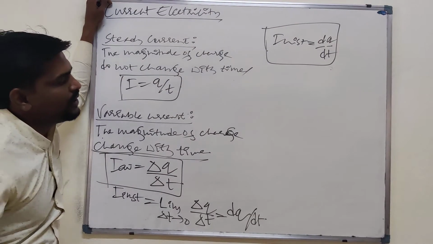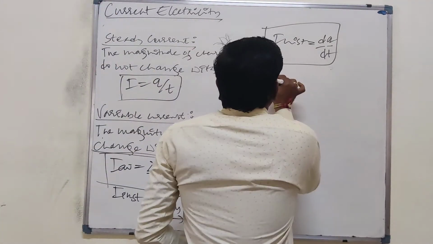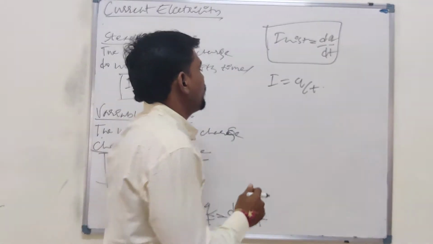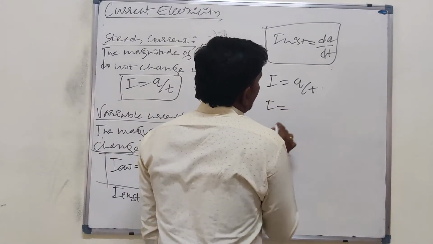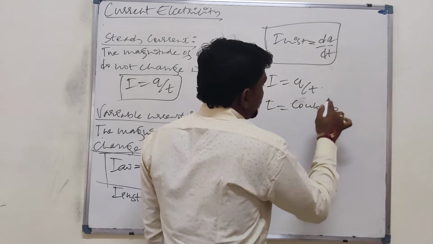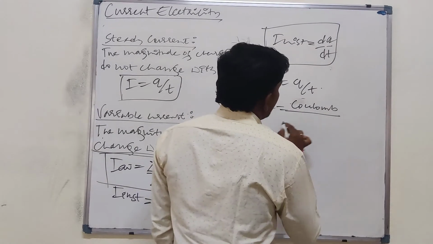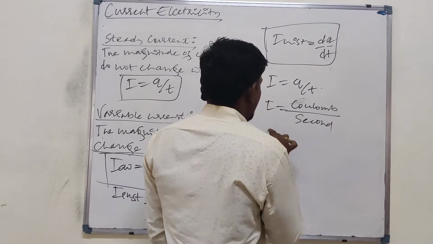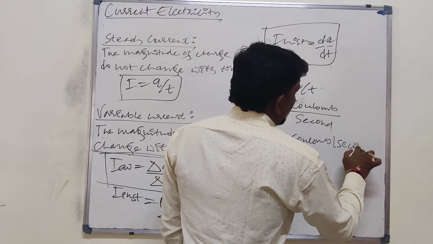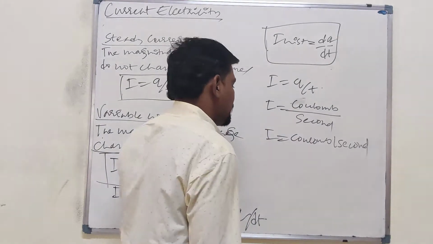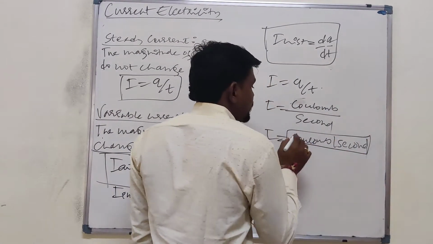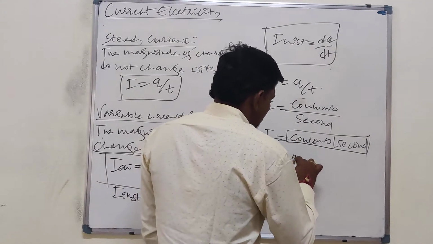So after this, see here I is equal to q divided by t. Q means charge, that is coulomb, and time is in seconds. So I is equal to coulomb per second. This coulomb per second is written as ampere.